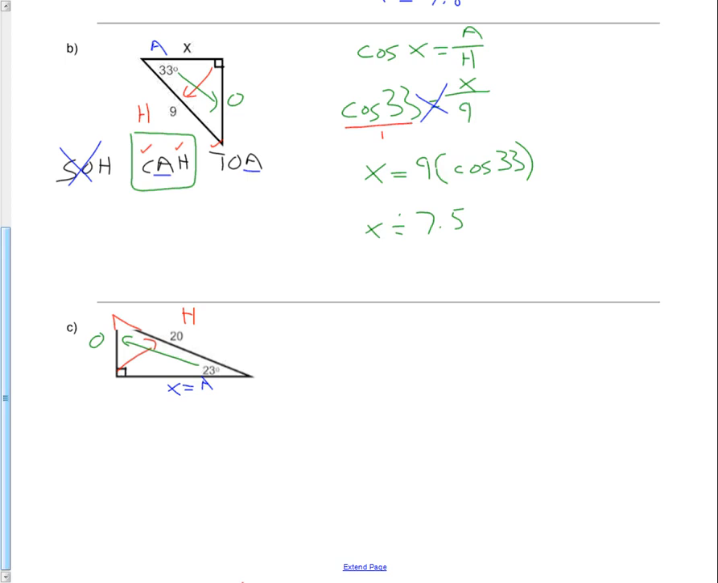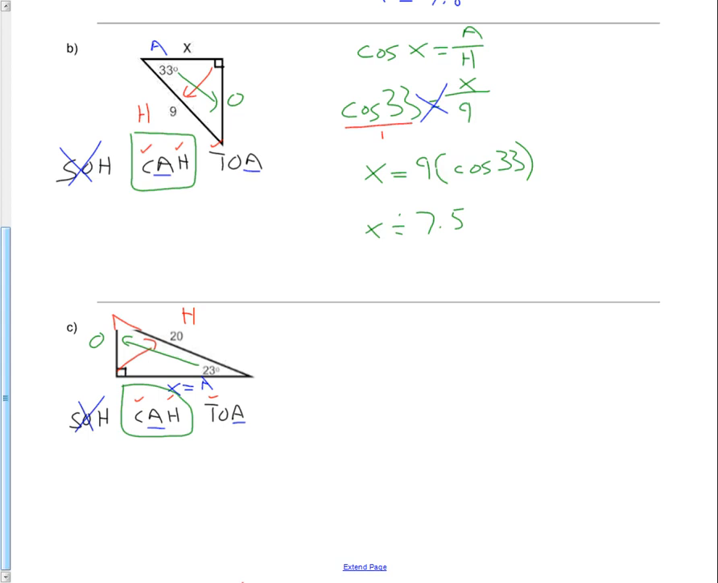So I want to first identify, well, what ratio should we use? So I can go SOH CAH TOA. I'm trying to figure out my A value, so I'm going to underline that. That's going to eliminate the sine ratio. I know that I have the angle, and I know I have a hypotenuse. So that means that I must therefore use my cosine ratio.